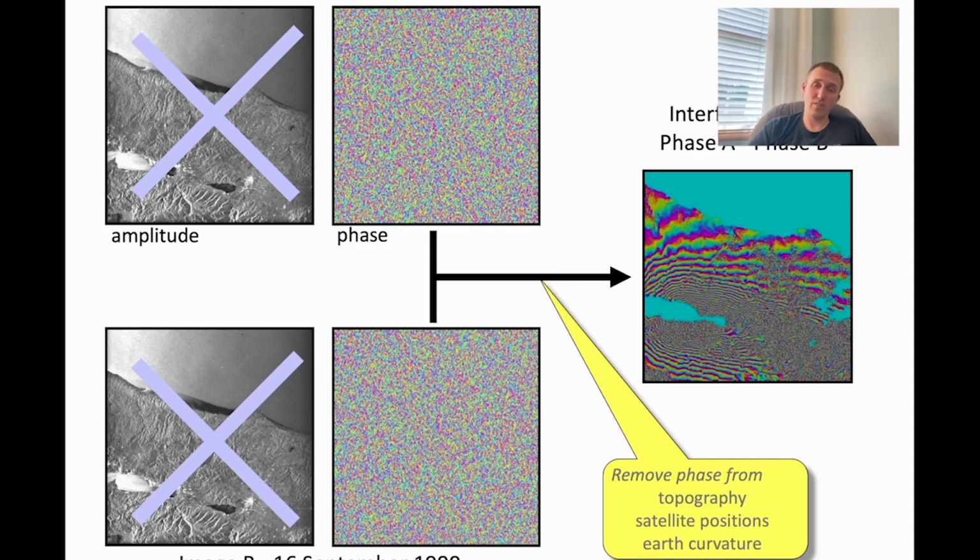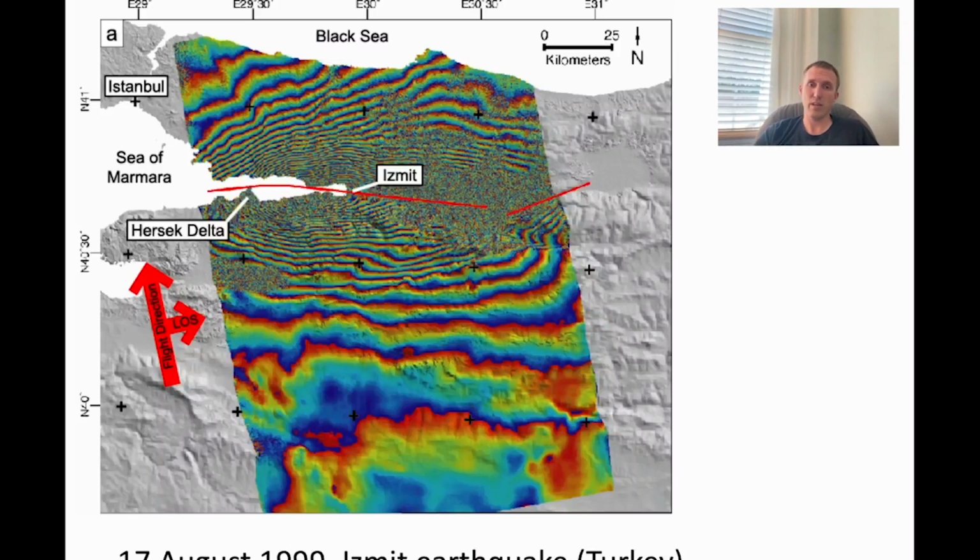You've also got Earth curvature. The Earth is curved, and so that results in a phase similar to topography, and so all those things have to be removed. Many of those things are not such an issue anymore because we have really good orbits for Sentinel, InSAR, and ALOS-2, so we don't have to worry about that as much, but especially looking at older data, you really have to take that into account. And then, of course, we have the deformation.